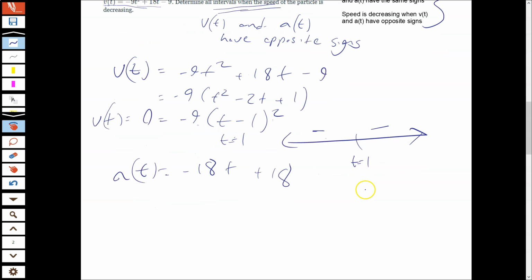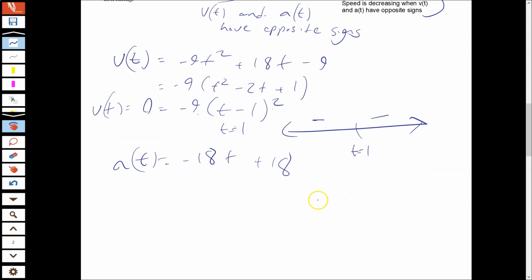Then I'm going to make a sign chart for acceleration. Same thing. It's helpful as you do your work to line these up. It makes it easy to see. Let's make sure our 0 is the same first, but it will be. I can factor this if I really want to, or I could just set it equal to 0 and solve. It's the same result. I'm going to factor out my negative 18 and get t minus 1. Then t equals 1 is my 0. So I have my sign charts lined up.